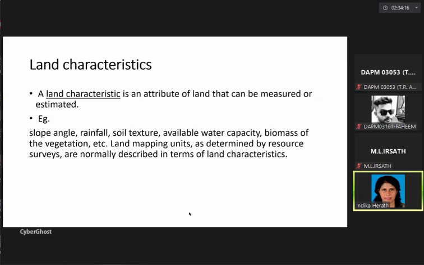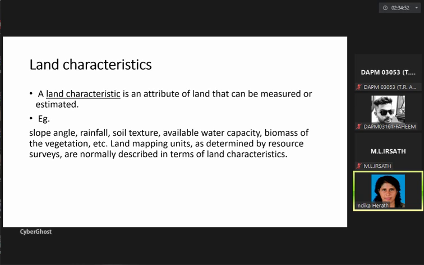Yes, so we have been discussing land characteristics. A land characteristic is an attribute of a land that can be measured or estimated. It includes the slope, or the angle. You already know what the slope is; I will show you an image as well. It is the angle of the land. And also rainfall. We have discussed climatic factors in detail.